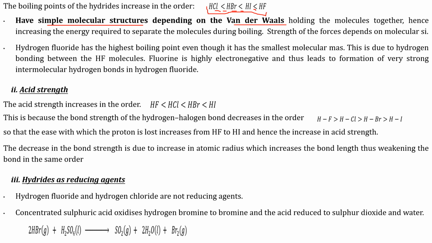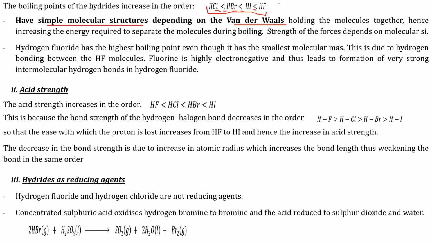Iodine in hydrogen iodide has a larger atomic radius. That means that it has the highest molecular size, and once it has the highest molecular size, the van der Waals forces of attraction in it are going to be stronger. Once they are stronger, that means that its simple molecular structure is also going to be stronger. That means that the boiling point is also going to be very high. Now we are going to look at abnormalities.